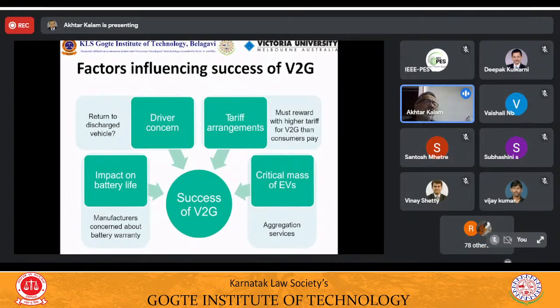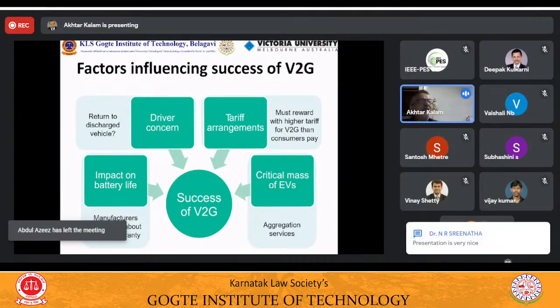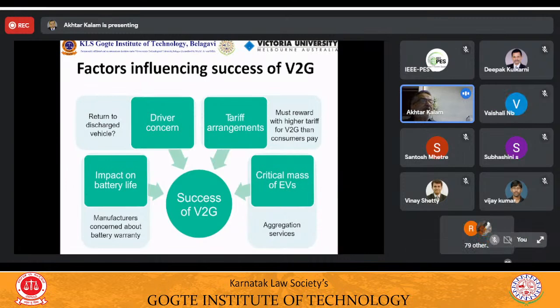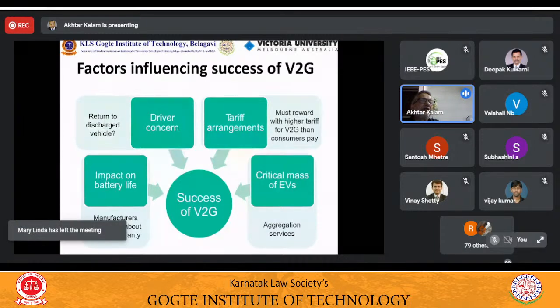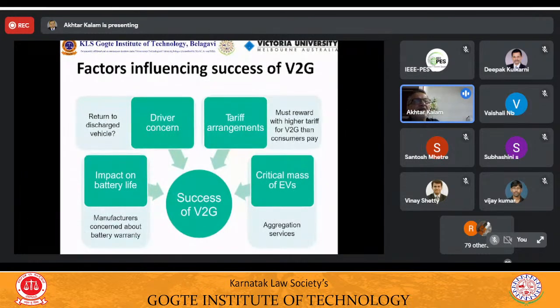Then the concern of the driver: how will that driver manage when the vehicle is discharged? That is one concern. If their battery is not charged, how are they going to manage that car? That will definitely be a concern. The driver does not want to sell everything to the grid from the vehicle, right? Because they don't want a discharged car when they return. So they have to be careful of that.